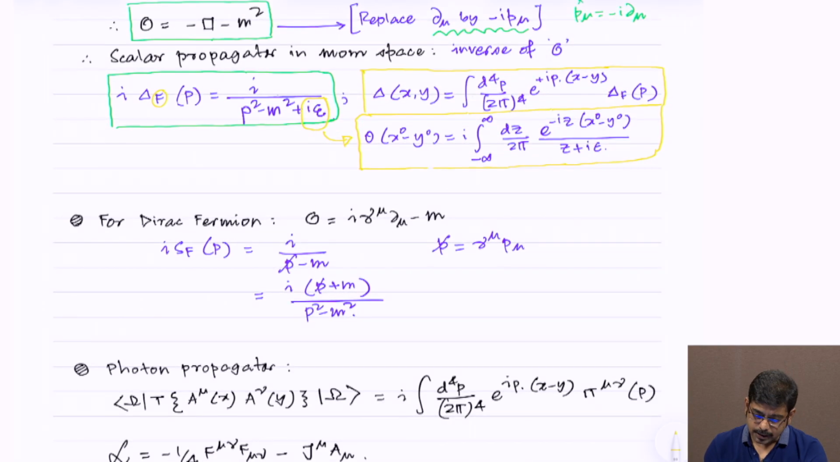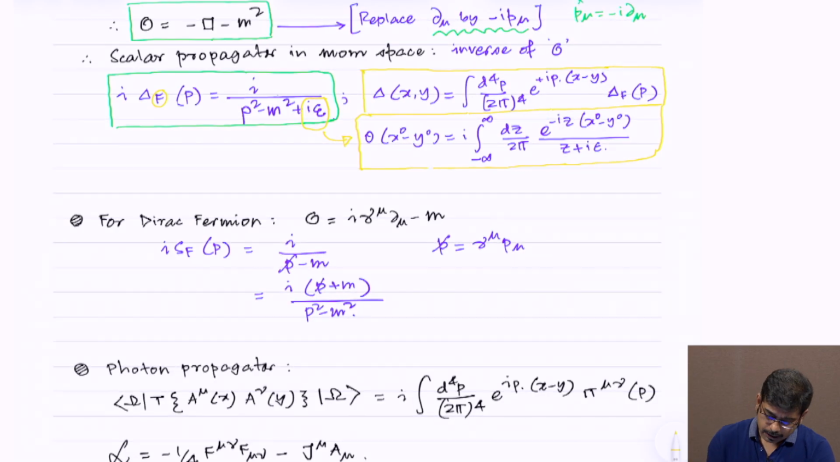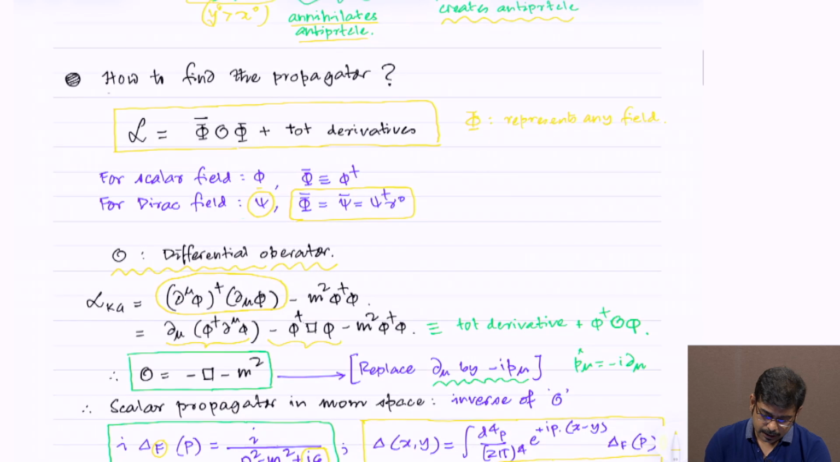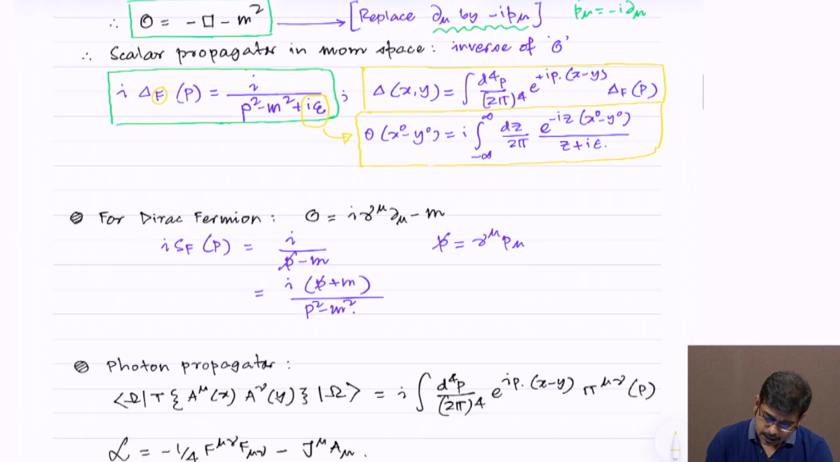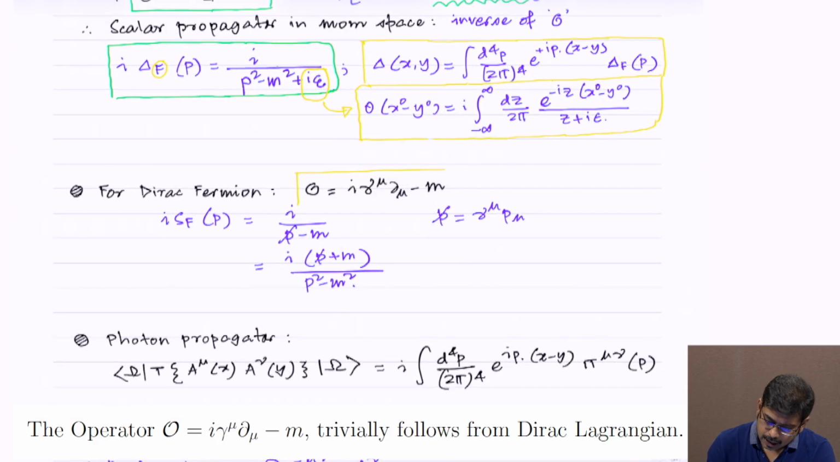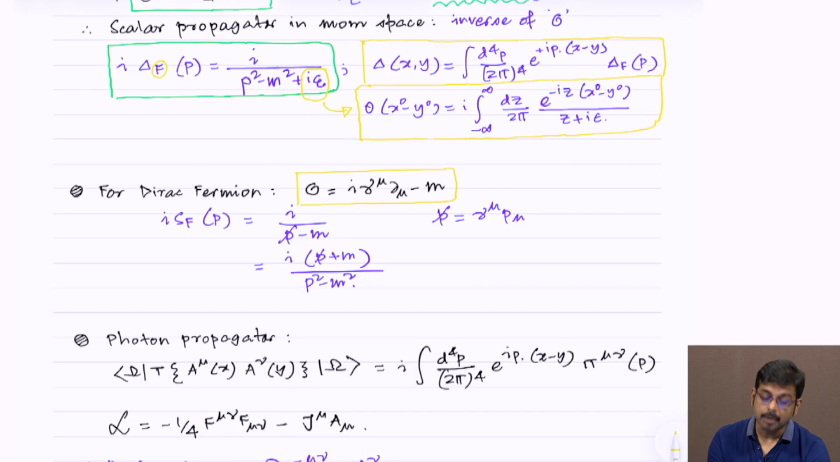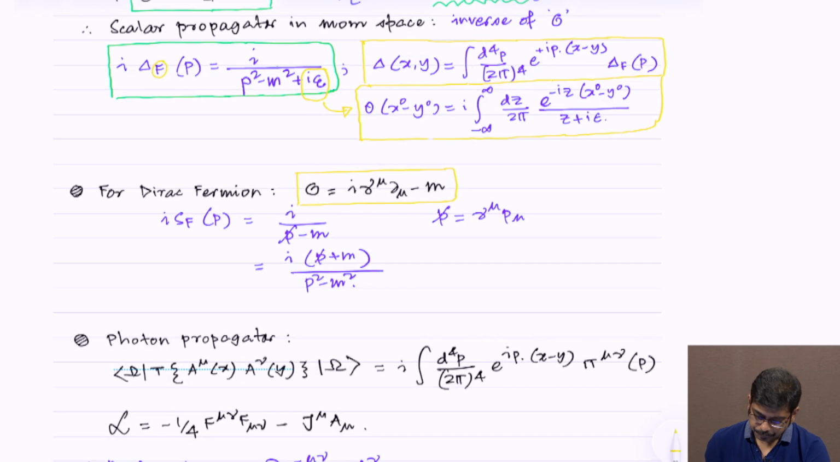Now let's talk about how exactly we should find the propagator for fermions. Once again you have the Dirac Lagrangian, and your job is to rewrite the Dirac Lagrangian in this particular form, like I did, phi bar O phi plus the total derivative term. If you want to do that, it turns out that the operator concerning the Dirac fermions will simply be i gamma^mu del_mu minus m. So once again you have to invert this operator to find the propagator, and so therefore you can simply say this is i by p slash minus m, right?